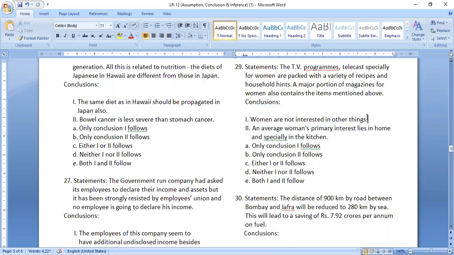Sir, I don't know about average woman's primary interest, but most of the average women are at home and especially in the kitchen. Specifically for women, and a major portion of magazines for women also contain the items. Okay, so like we saw, option one is definitely wrong, and option two is pretty confusing.